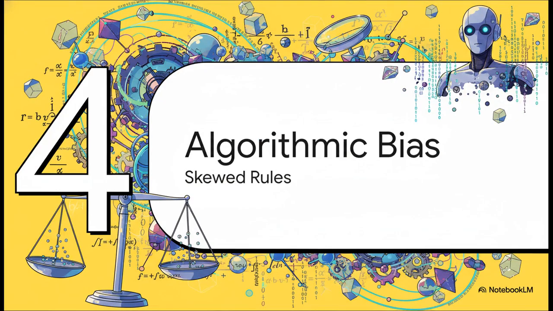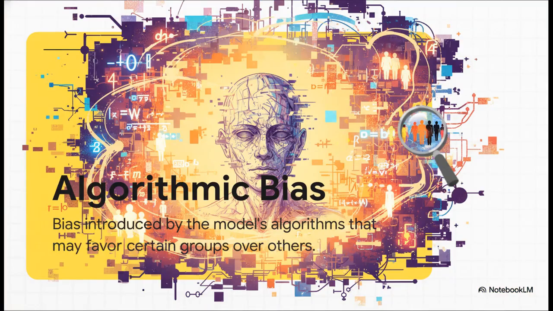All right, on to step 4, algorithmic bias, skewed rules. Now this one is probably the most insidious of the bunch. Algorithmic bias means that even if you have perfect, balanced, flawlessly collected data, the internal math of the machine itself might just inherently favor one group over another. The training process actually bakes an inherent bias right into the core logic of the model.